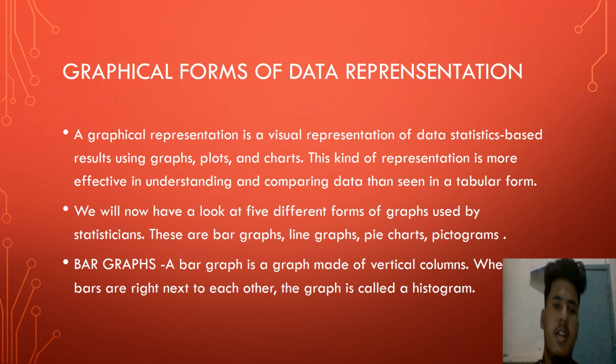Bar graph. A bar graph is a graph made of vertical columns. When the bars are right next to each other, the graph is called a histogram.